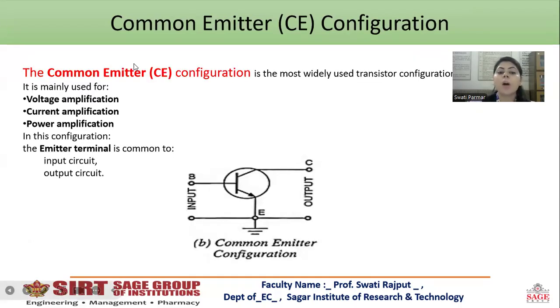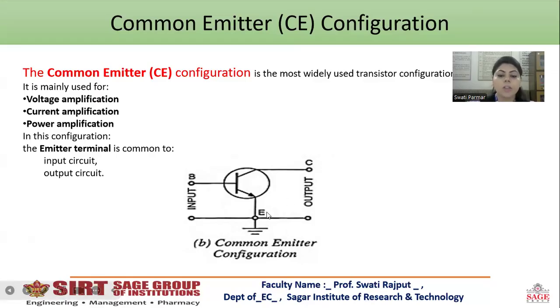Then we will study the common emitter configuration. What is common emitter configuration? It is the CE configuration. It is the most widely used transistor configuration. It is mainly used for voltage amplification, current amplification, and power amplification. In this configuration, the emitter terminal is common to the input circuit and output circuit.